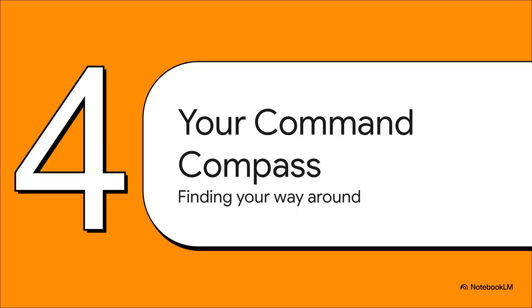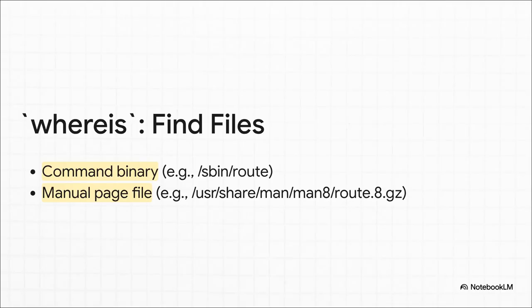All right, for our last section, let's pull out that command line compass. This tool is for when you need to know not just what a command does, but where it actually is on your system. Think of the whereis command as your system's own built-in GPS. You run it on a command like whereis route, and it'll show you two really key locations, the path to the command's executable file, the actual program, and the path to its manual page.